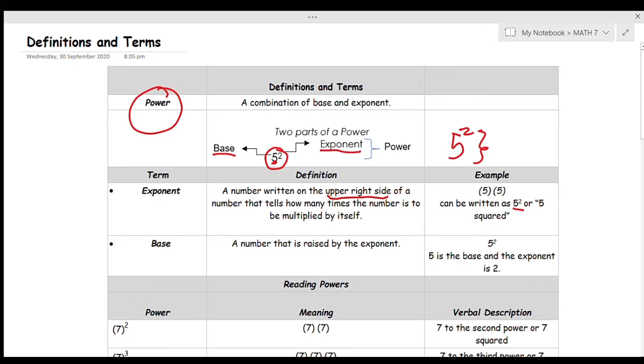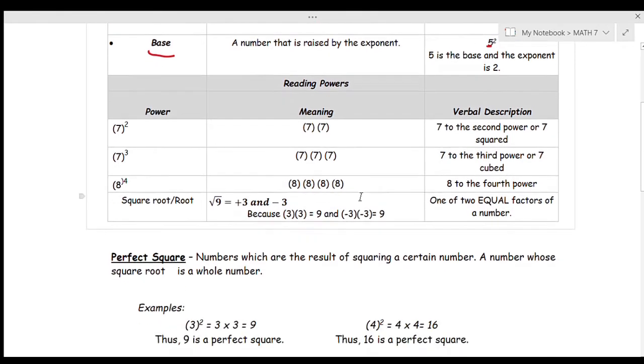And it means we have this small number dito sa upper right side of a number that will tell us on how many times the number is to be multiplied to this base 5. Ano po? Now, dito tayo sa reading powers.